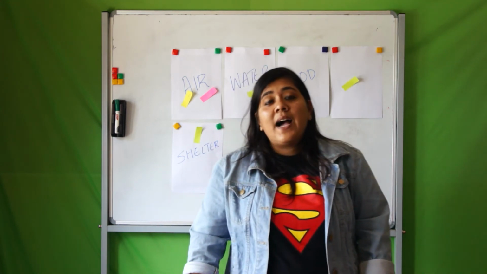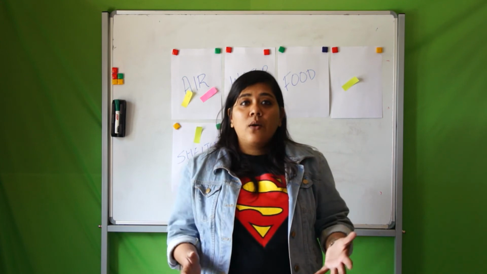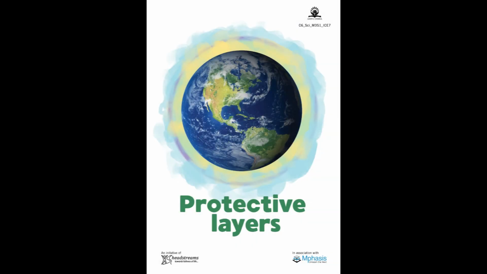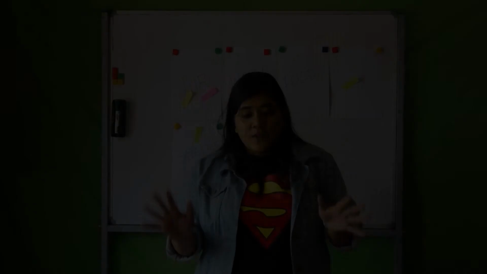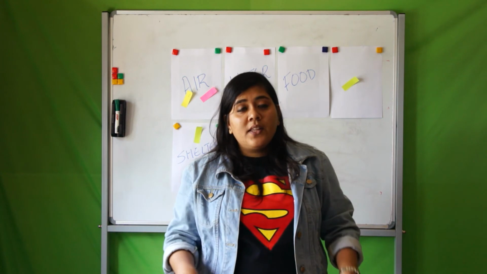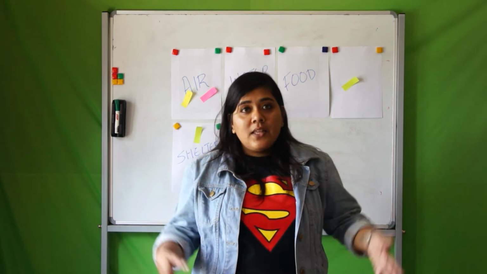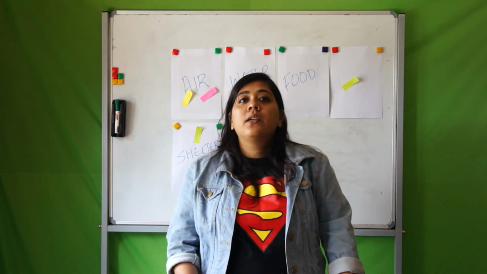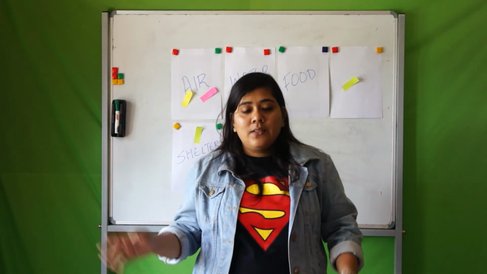Also, the earth has protective layers around it unlike any other planet. It has an atmosphere, an ozone layer, and a magnetosphere. The atmosphere contains all the gases inside the earth, and also burns any meteors entering due to the friction between the gas and the meteors.